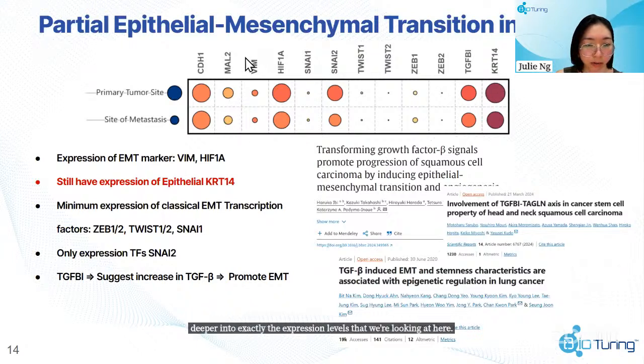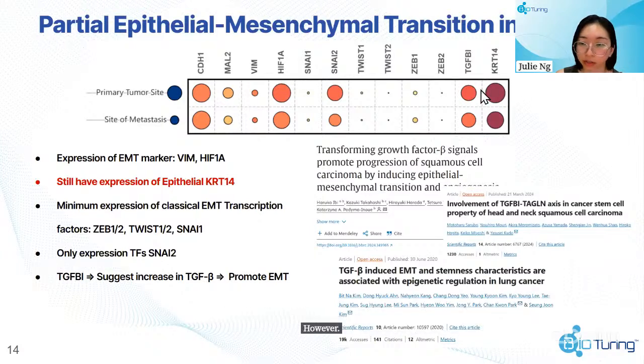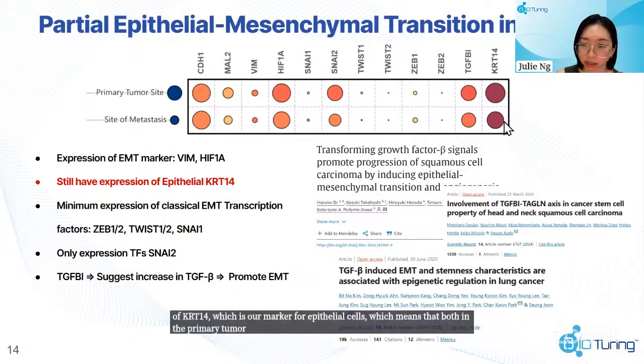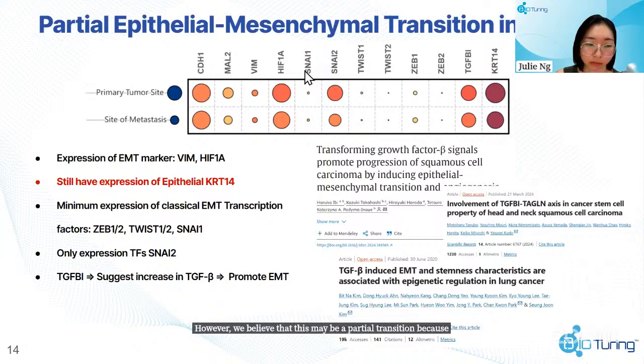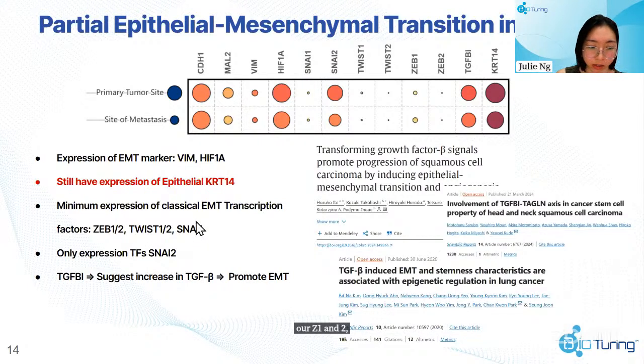Okay, so again, we do see an expression of these EMT markers VIM and HIF1 alpha. However, we still have a very strong expression of KRT14, which is our marker for epithelial cells, which means that both in the primary tumor site and the site of metastasis, these are still epithelial cells that we're looking at, and they might not be transitioning over to that mesenchymal state yet. However, we believe that this may be a partial transition because we do see minimal expression of these transcription factors which drive EMT: ZEB1 and 2, TWIST1 and 2, and SNAI1 and 2.